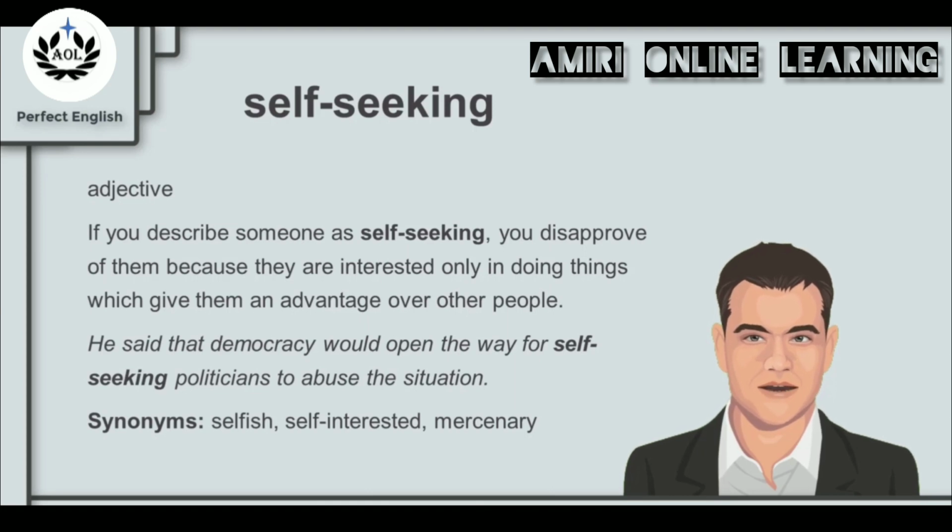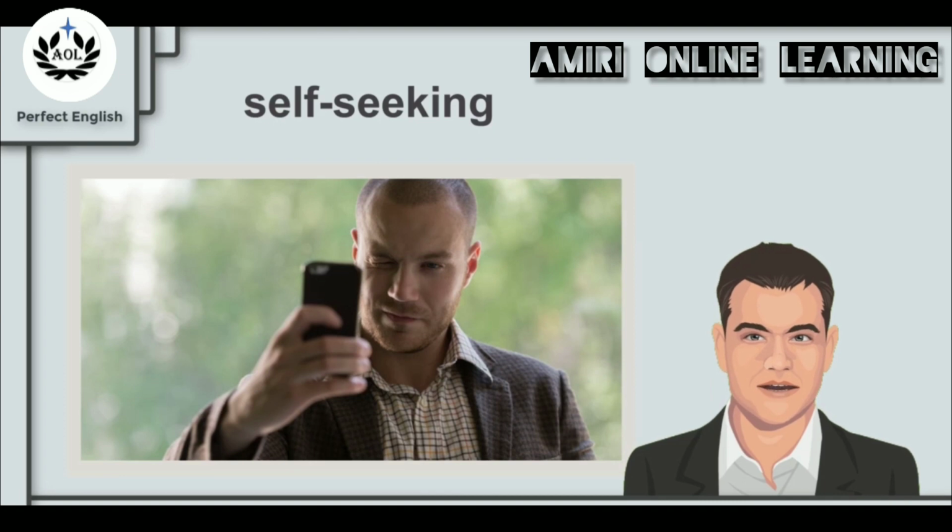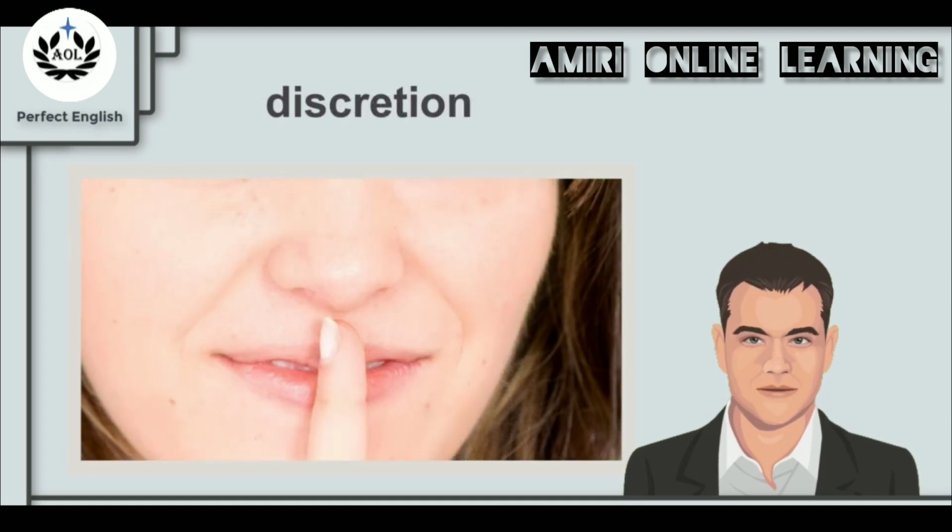Anyway, self-seeking comes with a bunch of synonyms, words like selfish, self-interested, and mercenary. So the next time you remember this man taking a selfie and winking at himself, remember the word self-seeking and what it means. And now for the final keyword for this chapter, discretion.